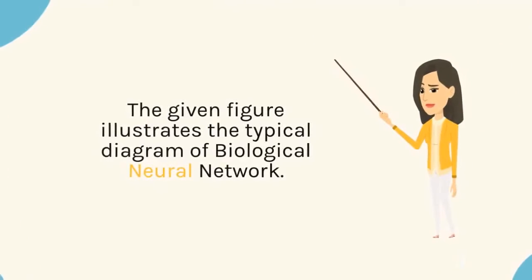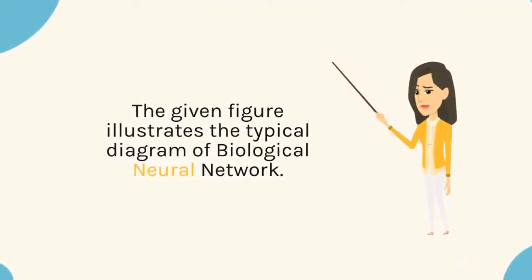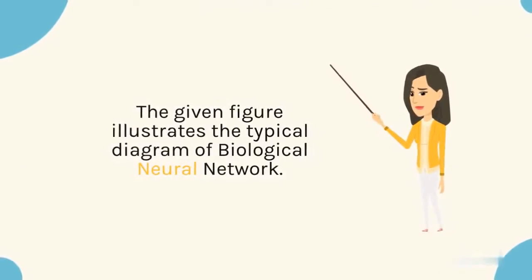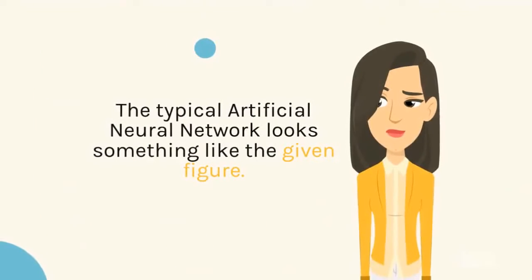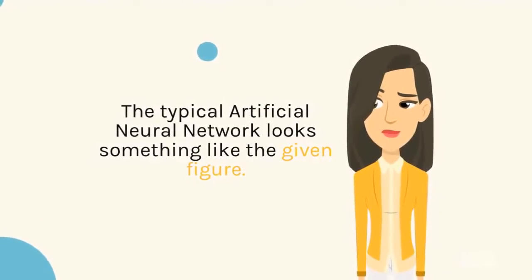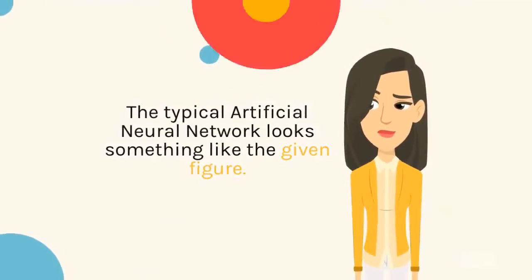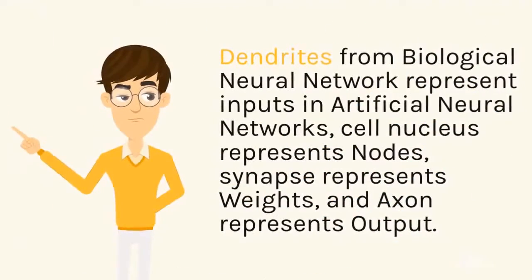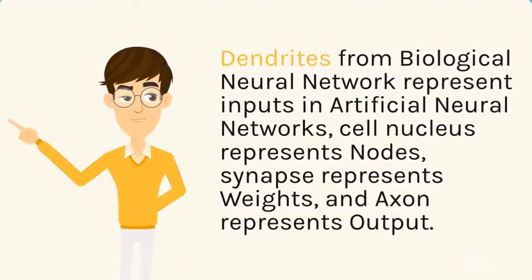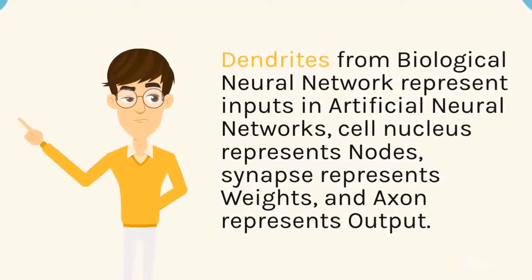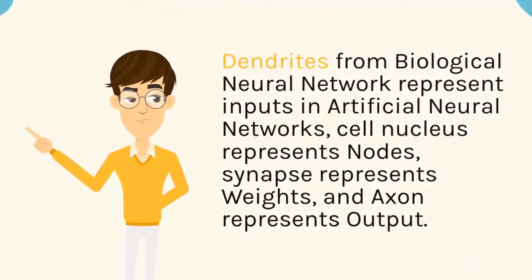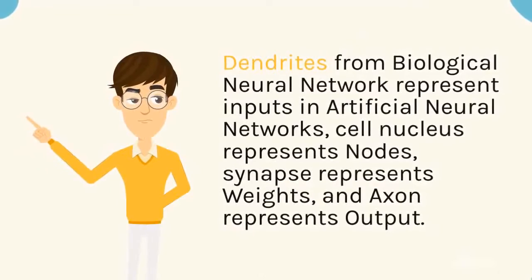The given figure illustrates the typical diagram of biological neural network. The typical artificial neural network looks something like the given figure. Dendrites from biological neural network represent inputs in artificial neural networks, cell nucleus represents nodes, synapse represents weights, and axon represents output.